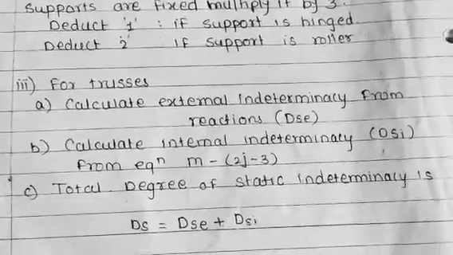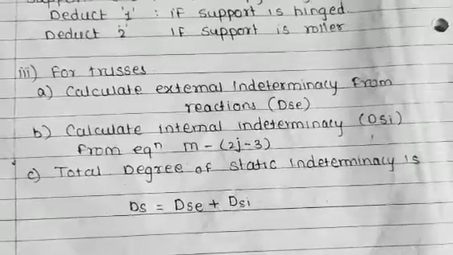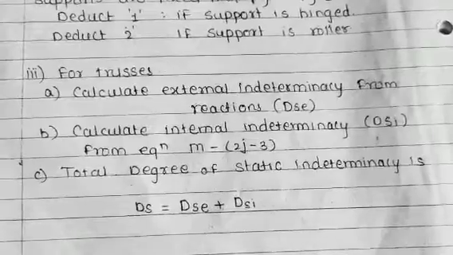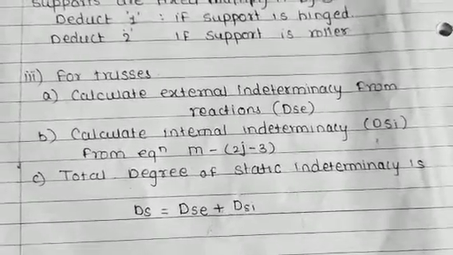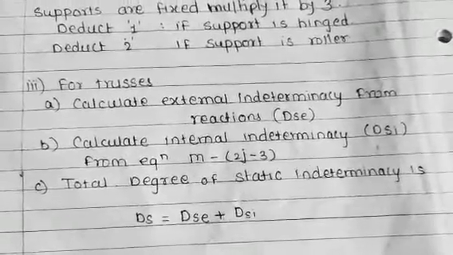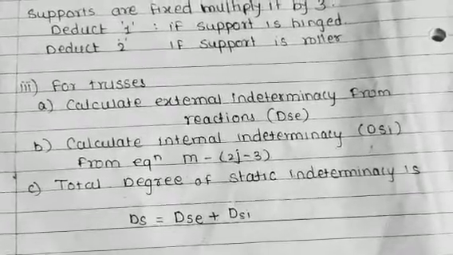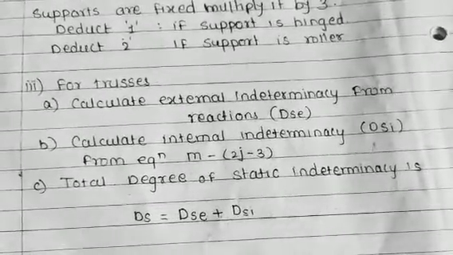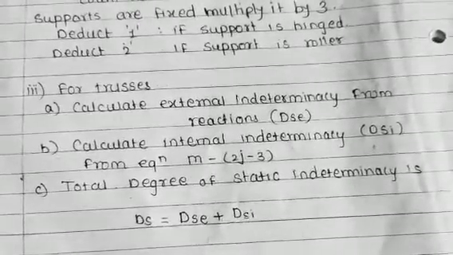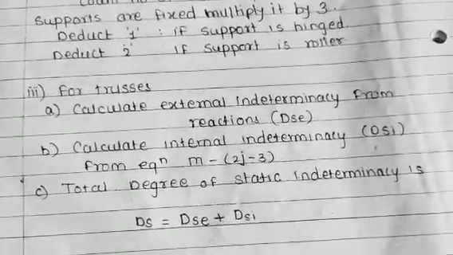Then third comes the truss. For truss, as per our discussion, the static degree of indeterminacy can be calculated as external as well as internal indeterminacy, and for total indeterminacy you have to add these two. For calculating the external indeterminacy, you use the simple formula related to continuous beam or arches, that is R minus E, reaction minus equilibrium equations available for that particular structure.